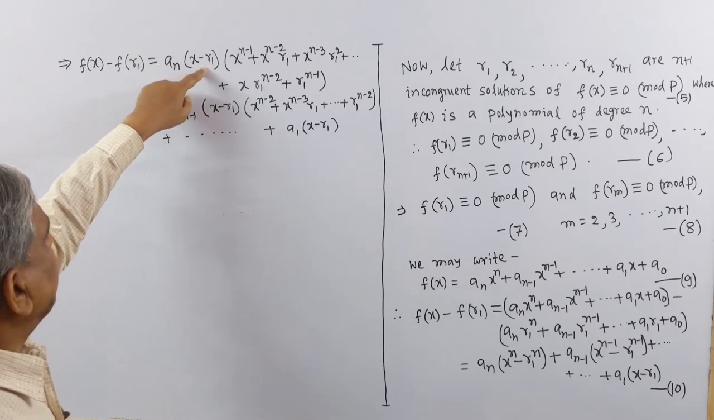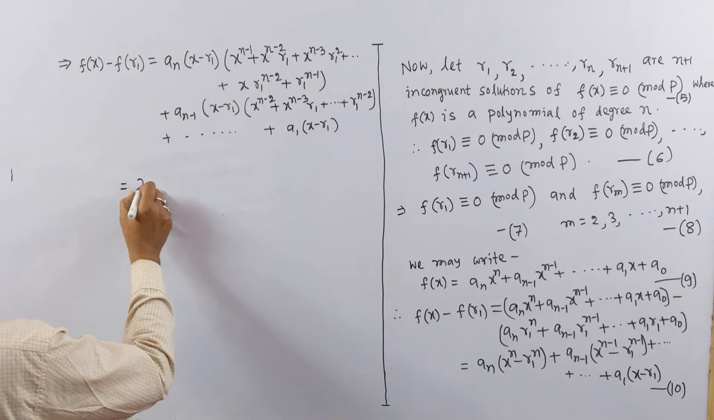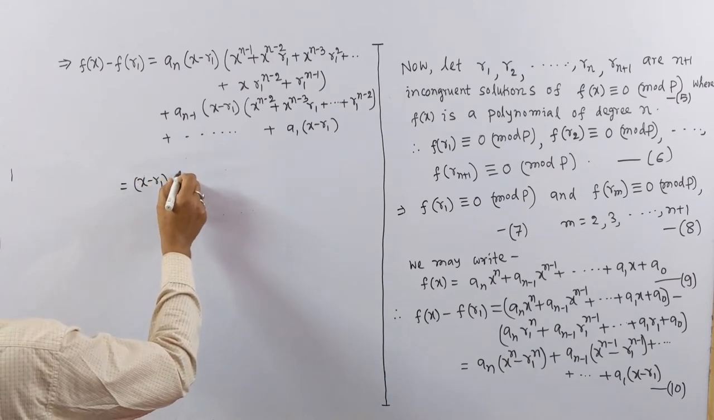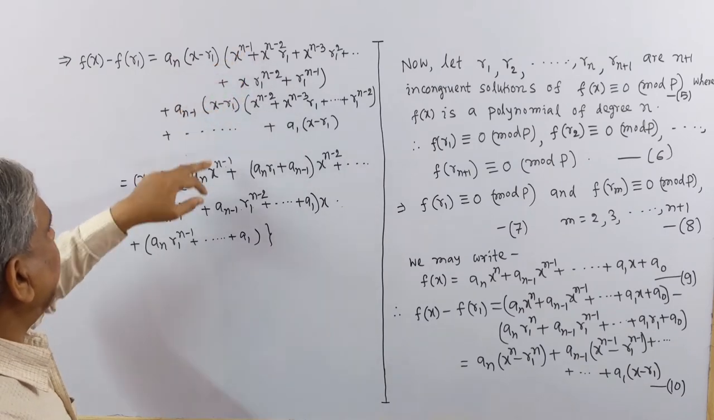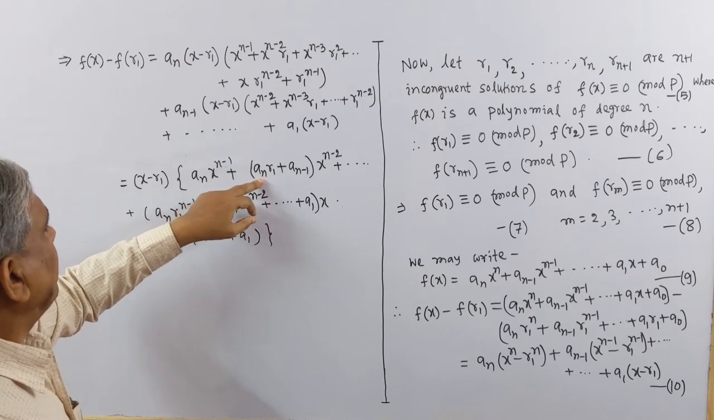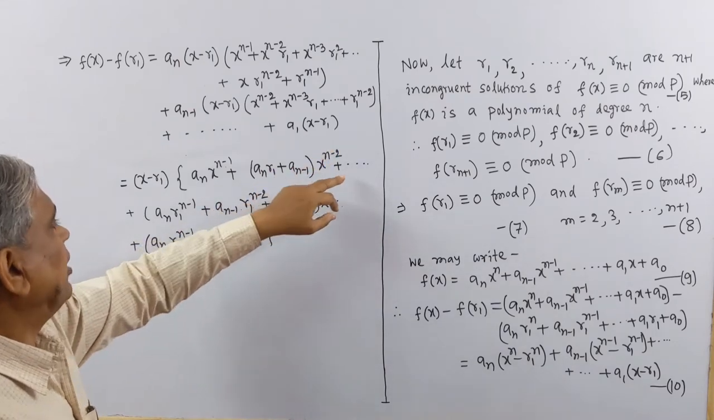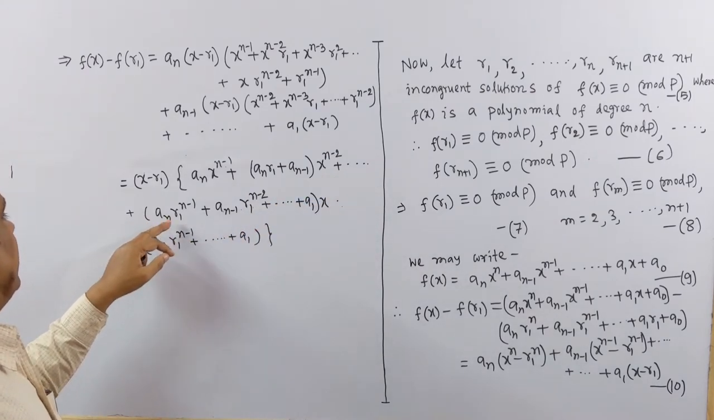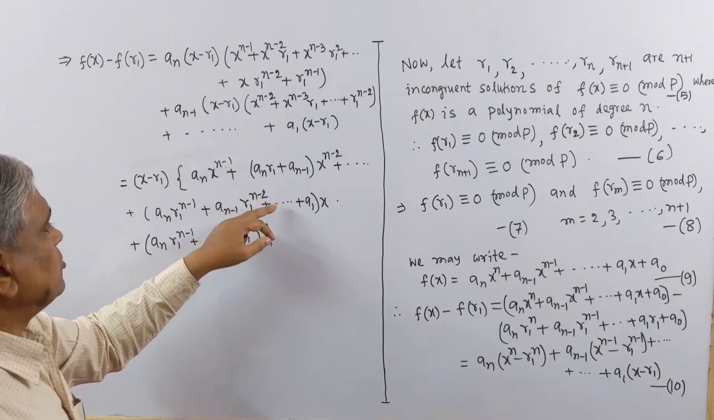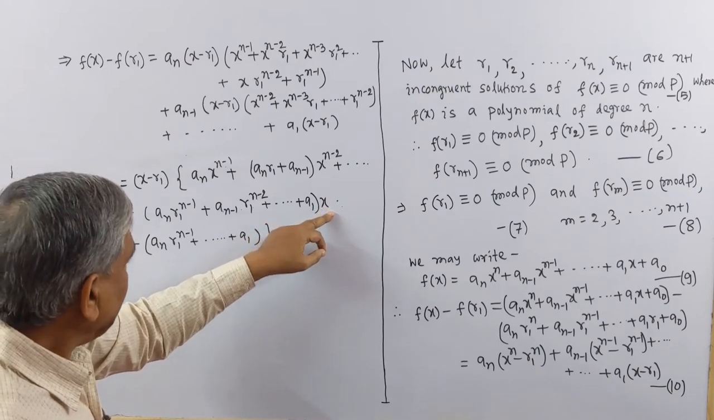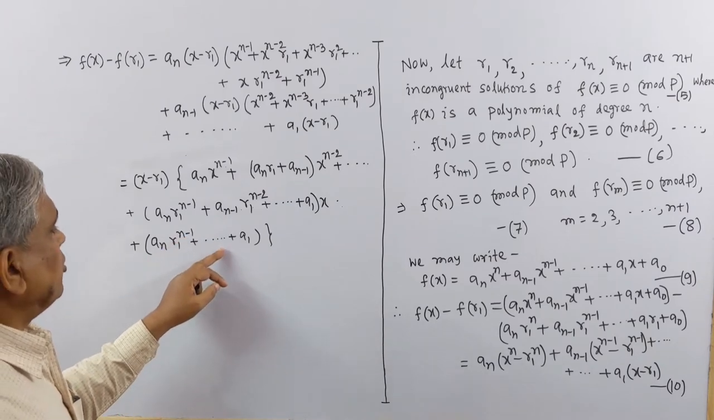We see that in each term we have x minus r1 as a factor. So we take common (x minus r1) multiplied by the remaining terms. Here a_n x to the power n minus 1 plus a_n multiplied by r1 plus a_(n minus 1) under bracket multiplied by x to the power n minus 2 plus dot dot dot plus under bracket a_n r1 to the power n minus 1 plus a_(n minus 1) r1 to the power n minus 2 plus dot dot dot plus a1, multiplied by x, plus a_n r1 to the power n minus 1 plus dot dot dot plus a1.